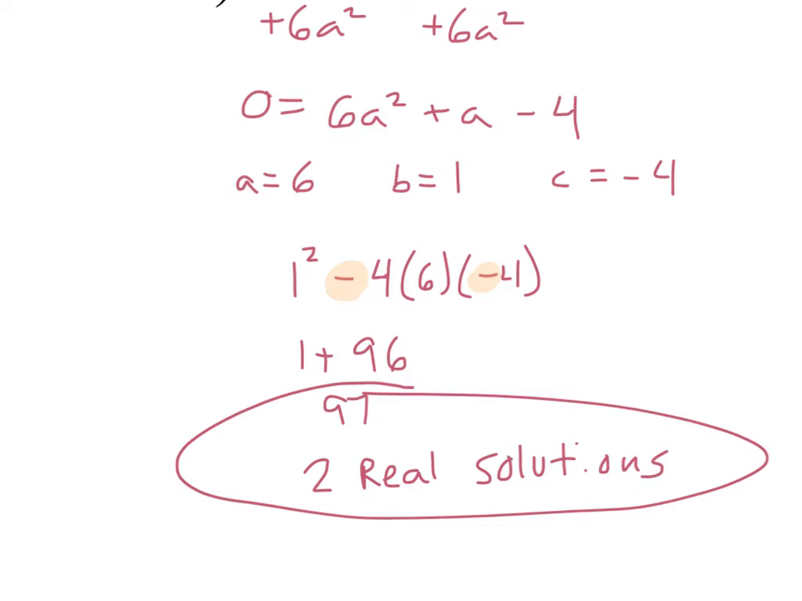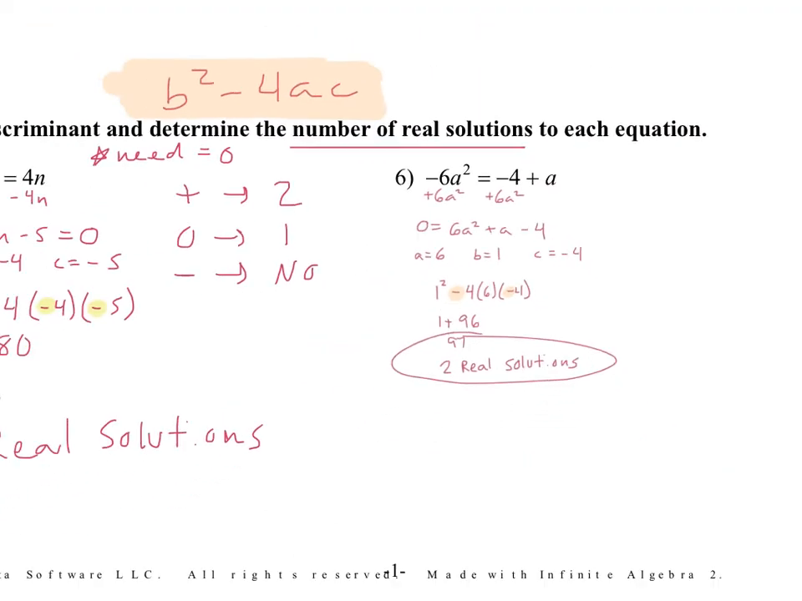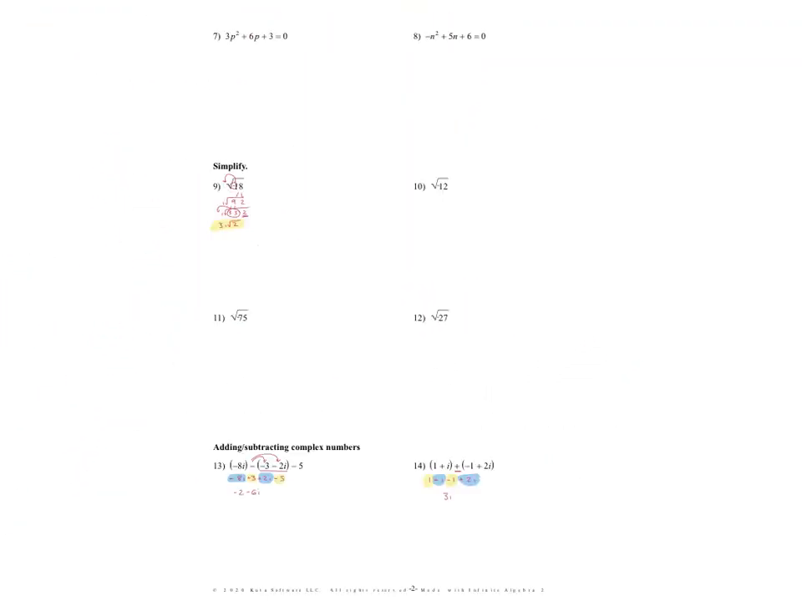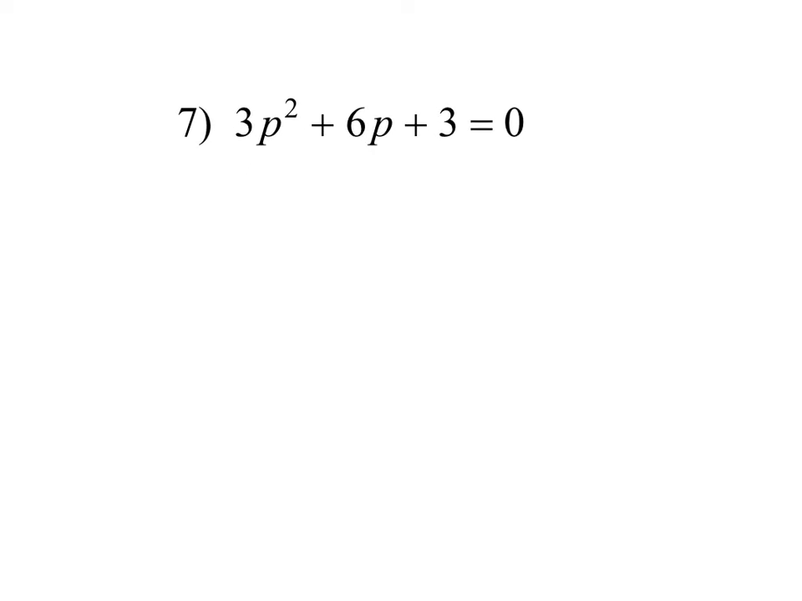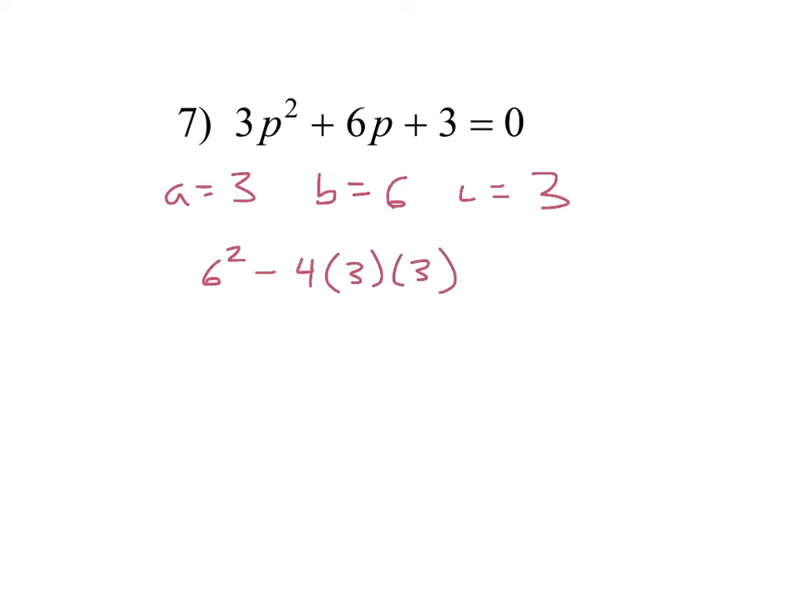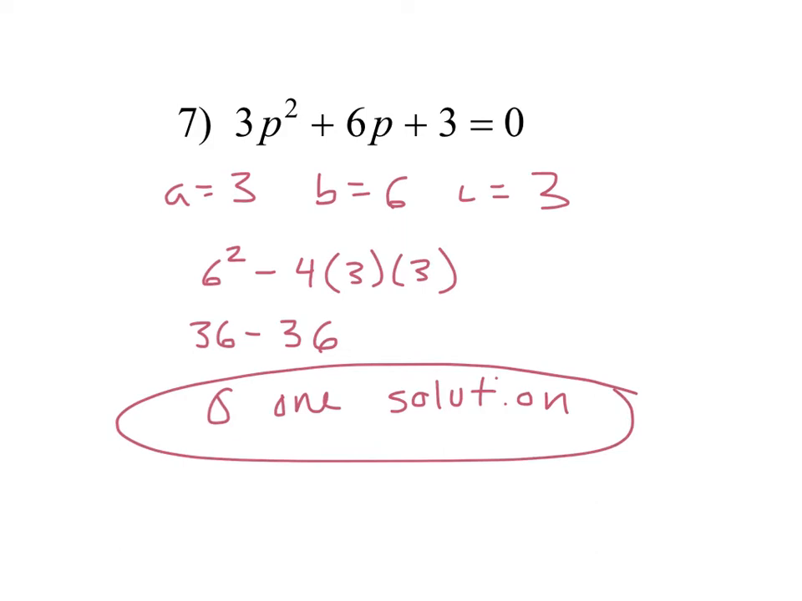Okay. Ready for the next one? Okay, let's look at 7. What's our A? 3. What's our B? 6. And what's our C? 3. So now what do we do next? You do 6 squared minus 4 parentheses 3 parentheses 3. So that gives you 36 minus 36, which is 0, which is 1 solution. What's the clue for that? So we get 0 and 1 solution.